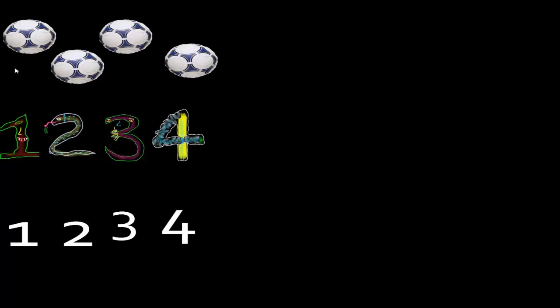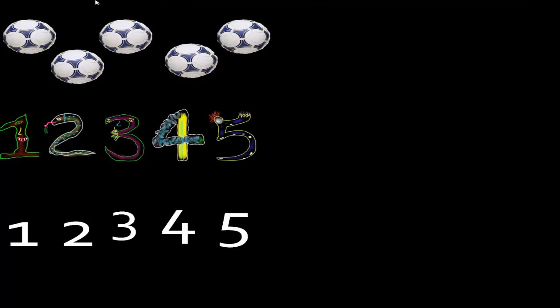Now there are four balls, and to denote these whole four balls, we write this number. If you just write this number four, it means there are four balls, okay? Now five, see, there are five balls, 1, 2, 3, 4, 5, right? And to denote these whole five balls, we write this digit five.